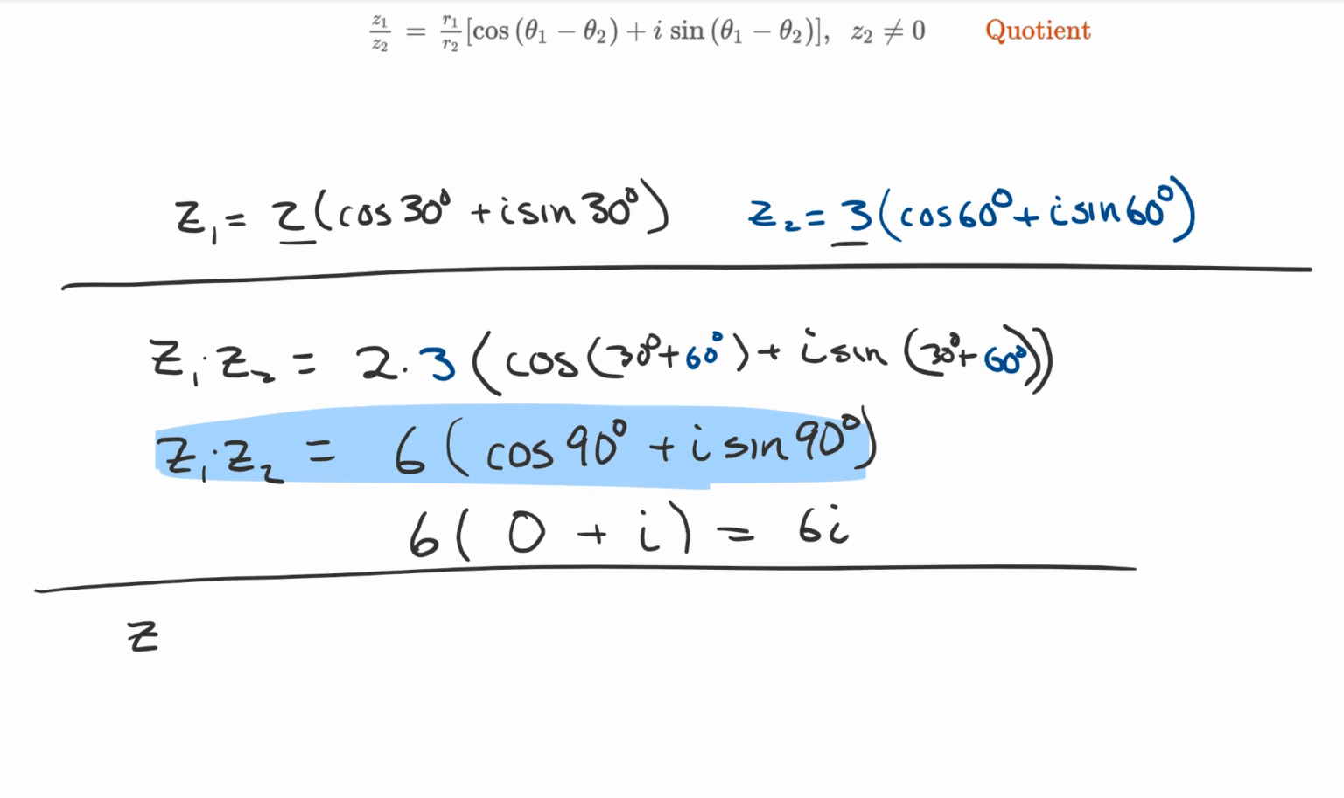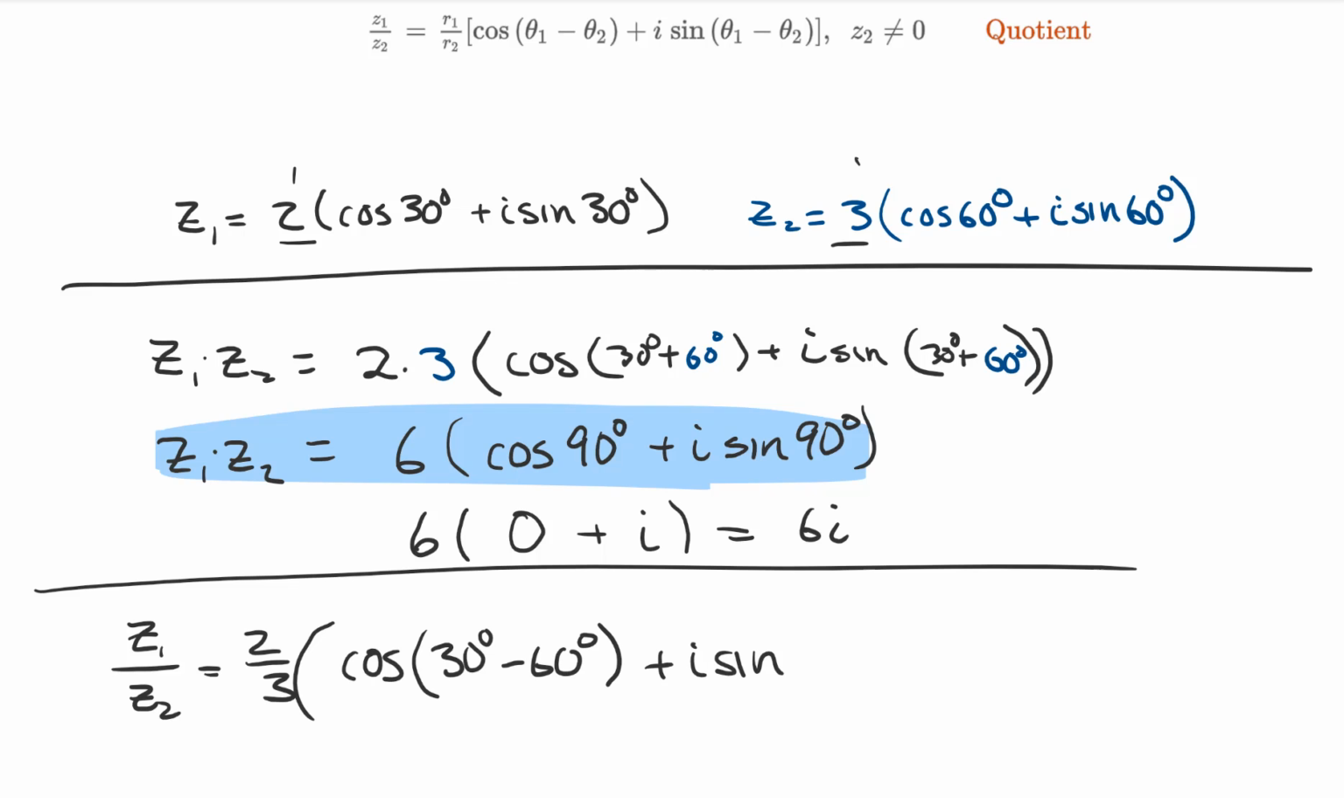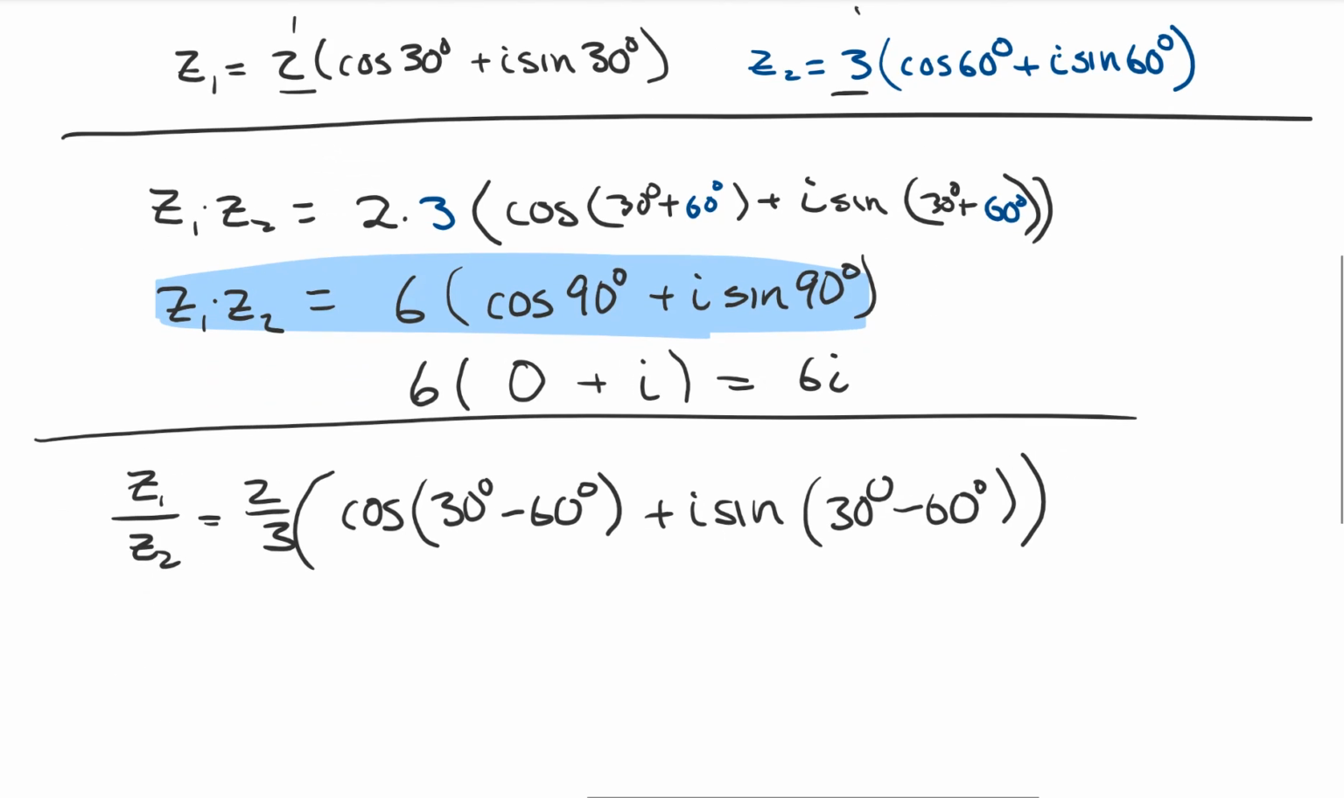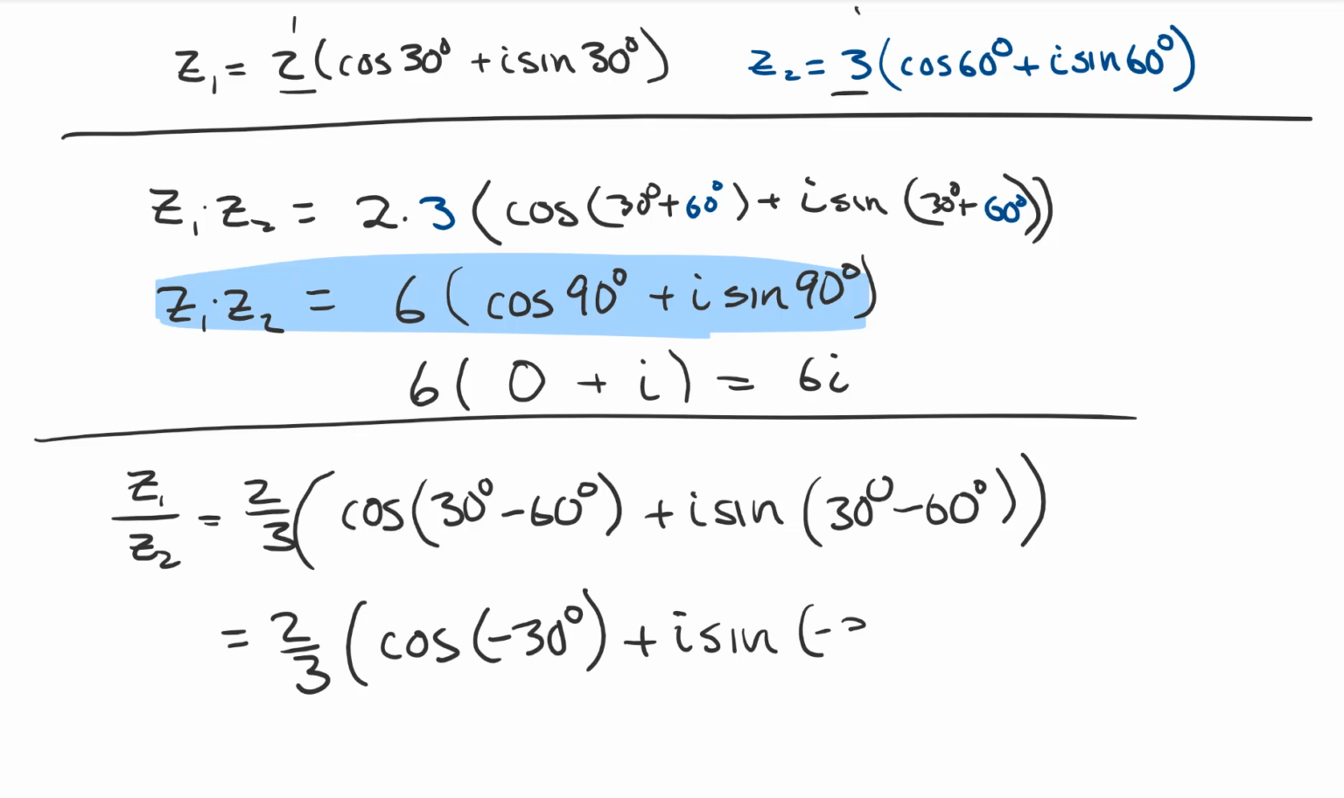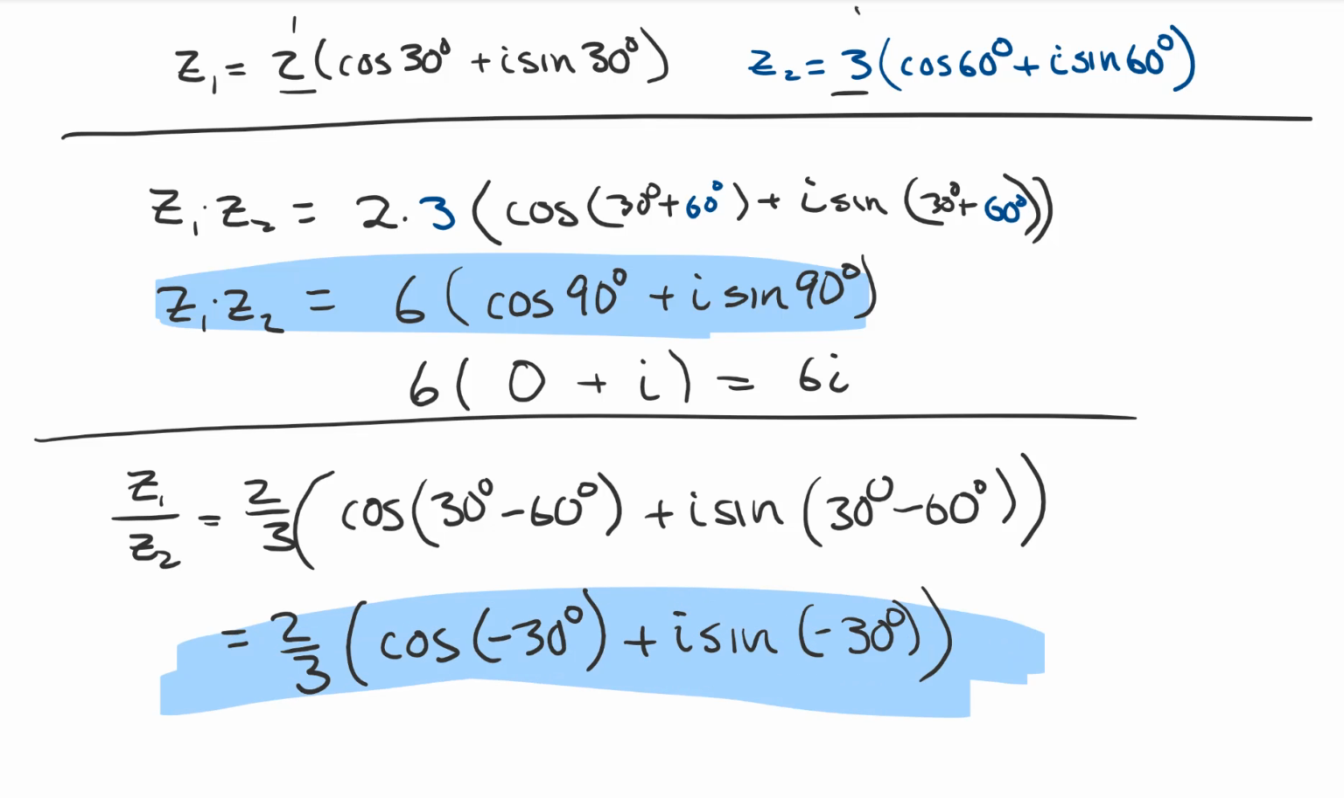So let's do it. Z1 over Z2. It's going to be 2 over 3, right? 2 over our 3. And now we're going to write cosine of the first, which is 30 degrees, minus our second, which is 60 degrees, plus i sine of the same thing in there. We're not going to keep it between 0 and 2 pi. We just want to see it work. So you get 2/3 times cosine of negative 30 degrees plus i sine of negative 30 degrees. And that, my friends, is how you would do a division.